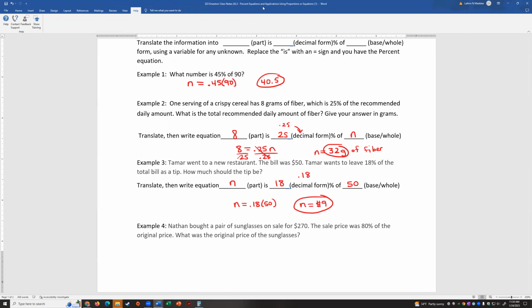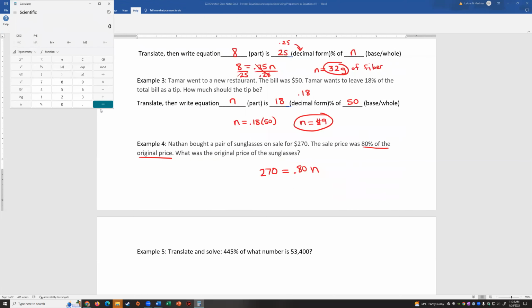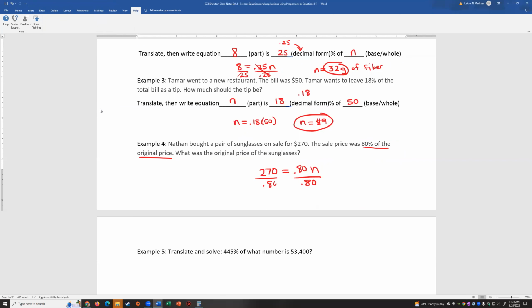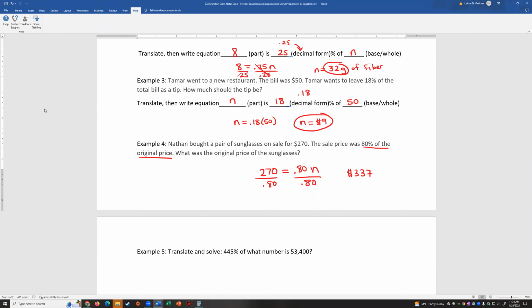Okay, and let's look at example 4. Nathan bought a pair of sunglasses on sale for $270. The sales price was 80% of the original. So 80% of the original. That means the original is the whole. So 270 is 80% of what original price? So we're going to be dividing both sides by 0.80. So 270 divided by 0.8, and that is $337.50. We should expect it to cost more because the sales price was $270.